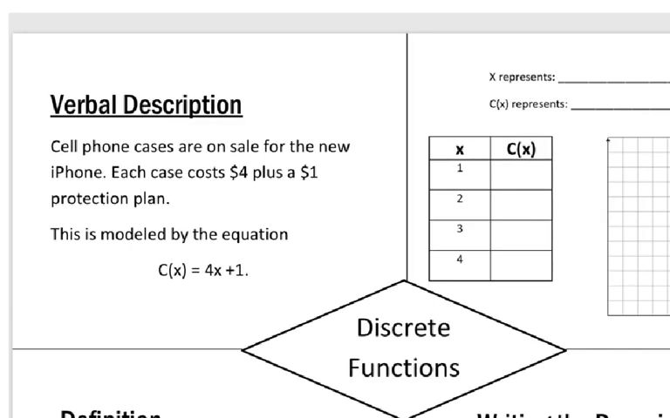So in our first example here, it says cell phone cases are on sale for the new iPhone. Each case costs $4 plus a $1 protection plan. This is modeled by the equation C of x equals 4x plus 1.